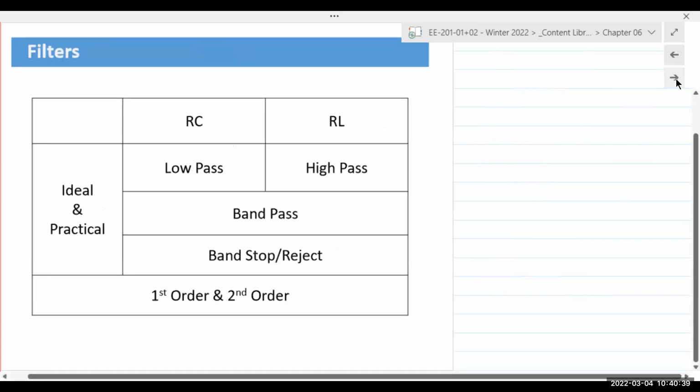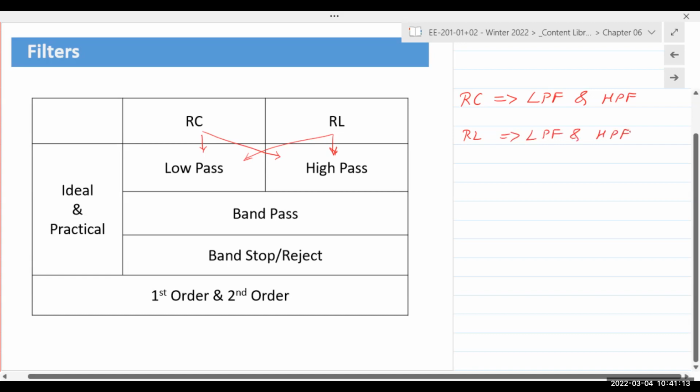So the kinds of filters we're going to study. This table is a little misleading. It's not as if RC is only low pass and RL is only high pass. Okay, it's a 2 by 2 matrix. You can create RC low pass filters and RC high pass filters, and RL low pass and high pass.